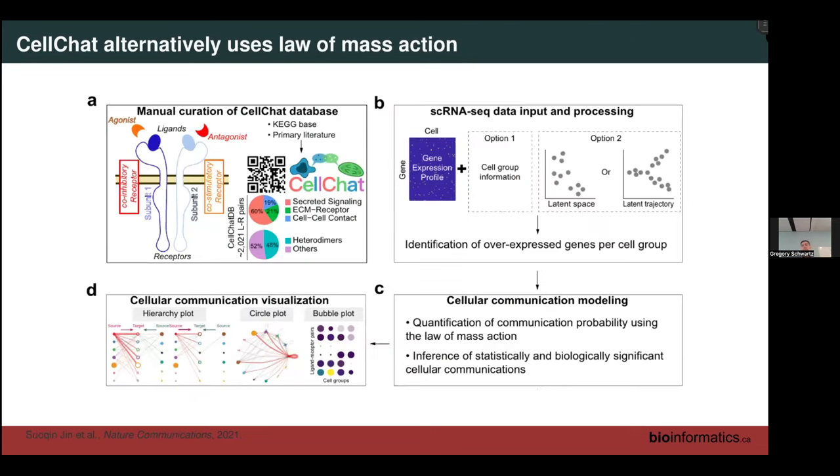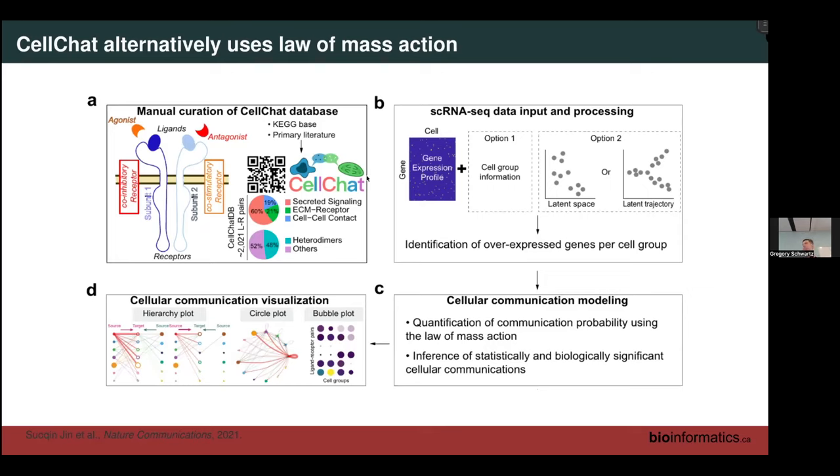For a very different way of doing things, you can replace not only the ligand receptor pair scoring, but also the underlying model of communication itself. For example, this is what CellChat does. It uses the law of mass action to model not only the ligand receptor pair expression, but also to take into account co-inhibitory and co-stimulatory receptors and agonists and antagonists.